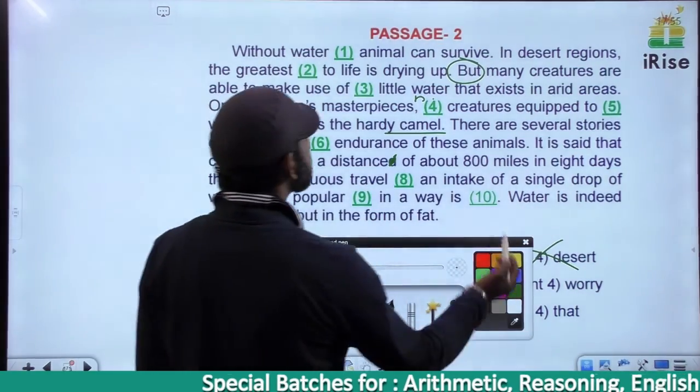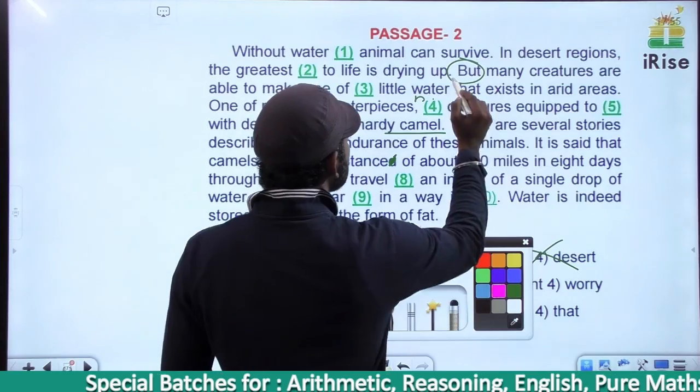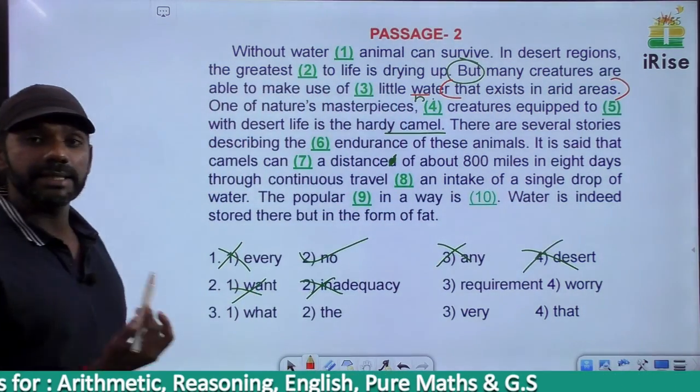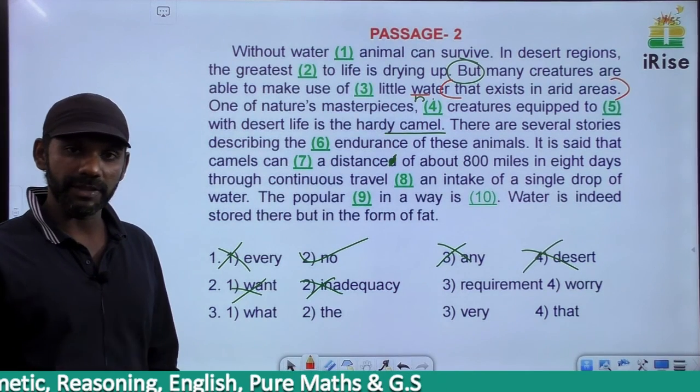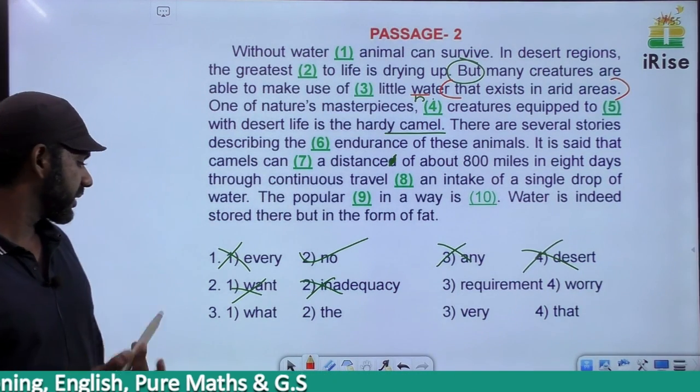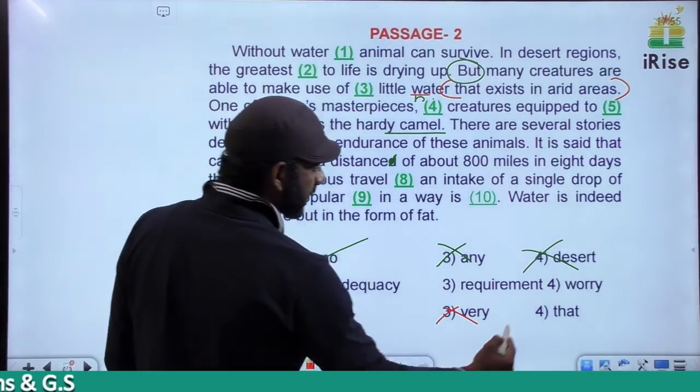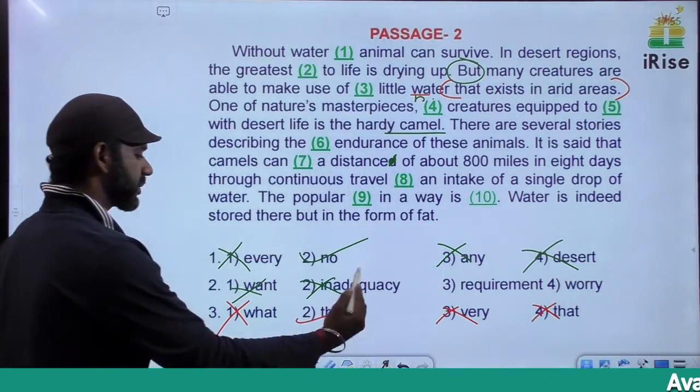So that exists in arid areas is the information given regarding the noun water. In this case, the noun water must be taken as specific, and specific means it is "the". Based on that, 1 is eliminated, 3 is eliminated, 4 is eliminated. The answer must be 2.